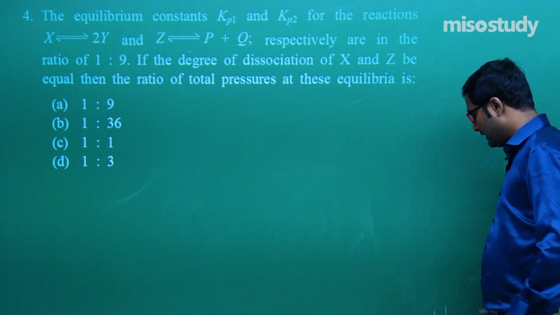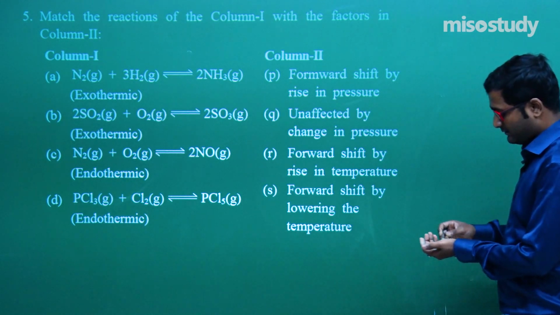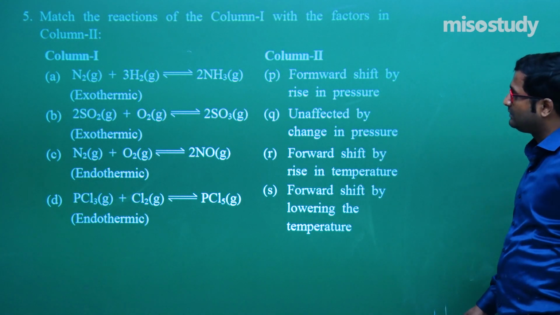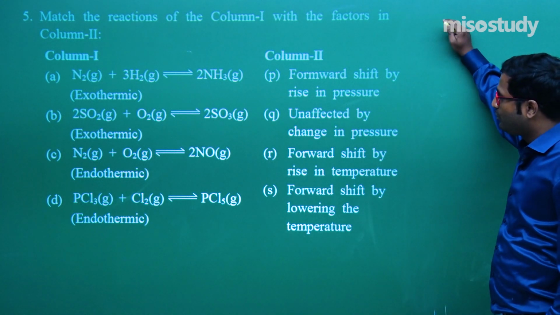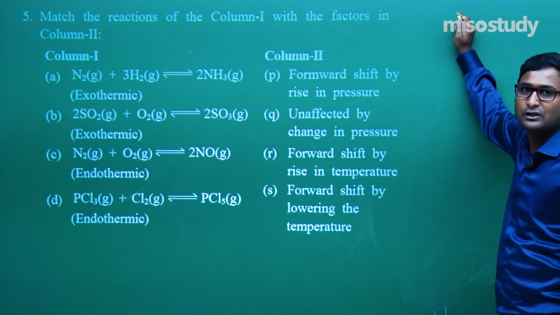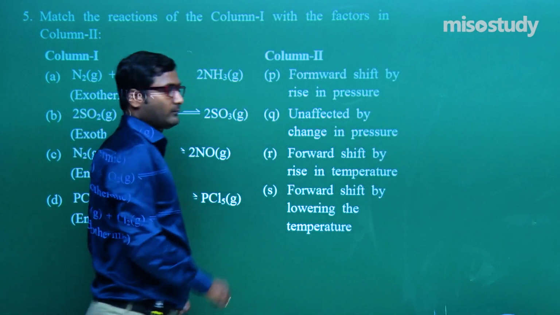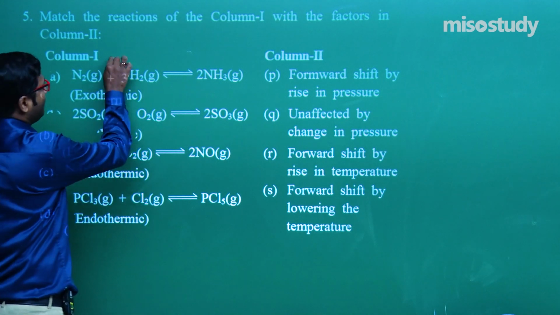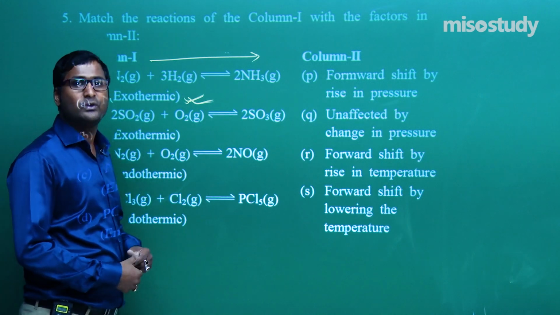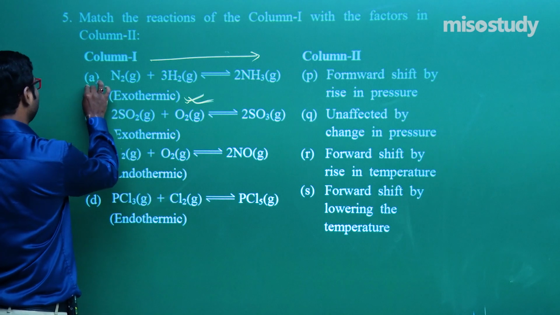Now let's move to the next part of the question. This is a completely theory-based question on Le Chatelier's principle. What will happen in this case? Look at N2 plus 3H2 giving 2NH3, an exothermic reaction. Exothermic reaction means lowering of temperature favors the forward shift. If you move from left to right and the reaction is exothermic, then we know we have to lower the temperature, so S is the correct option.